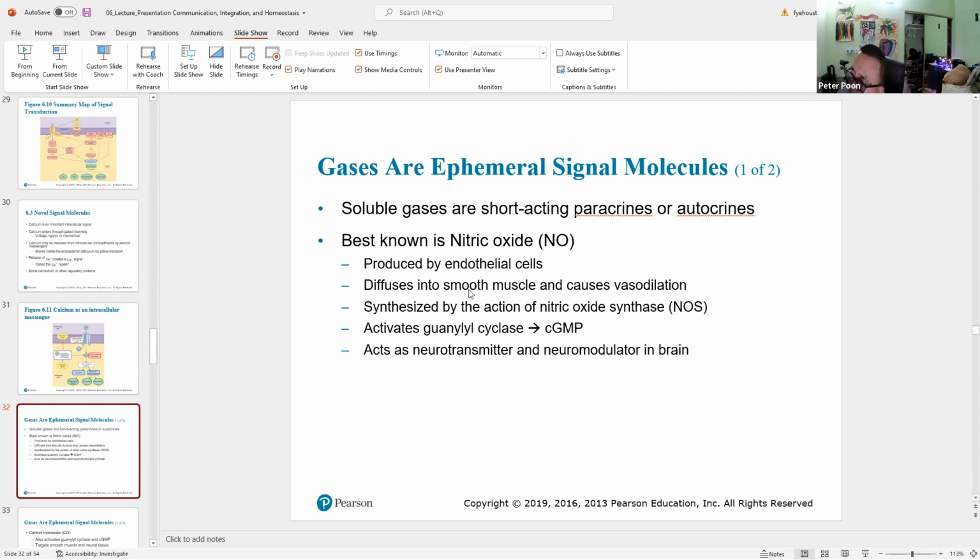This is actually used in the inflammatory response. In the inflammatory response, you need your capillaries to dilate and open. So locally, you just make nitric oxide. The nitric oxide works on the nearby smooth muscle and dilates the capillaries, and that causes increased blood flow. It can also work as a neurotransmitter.